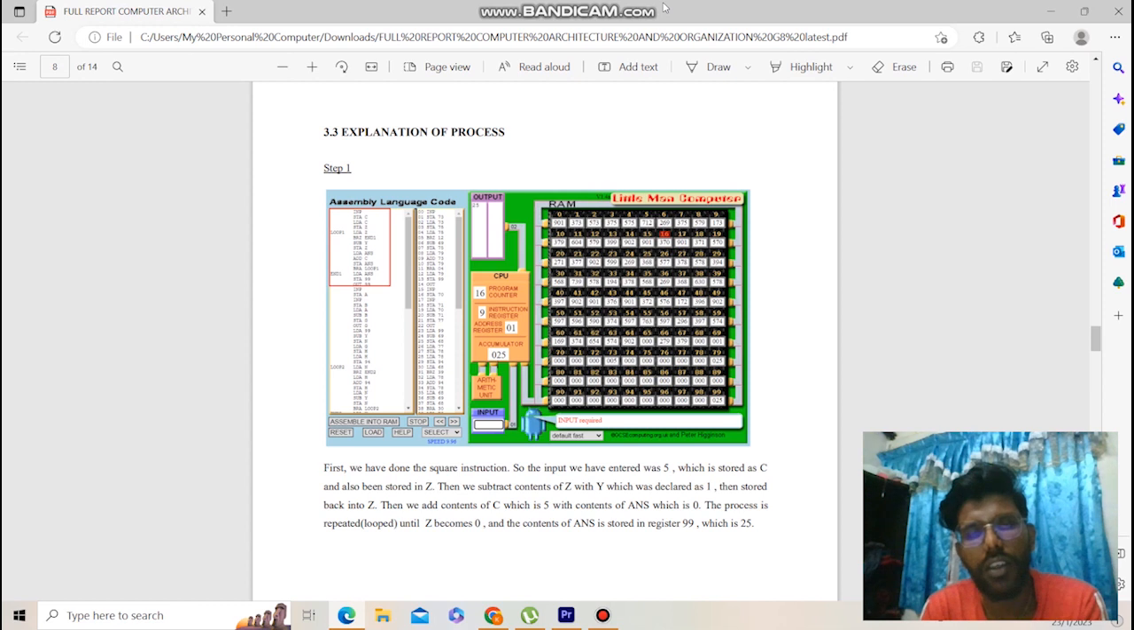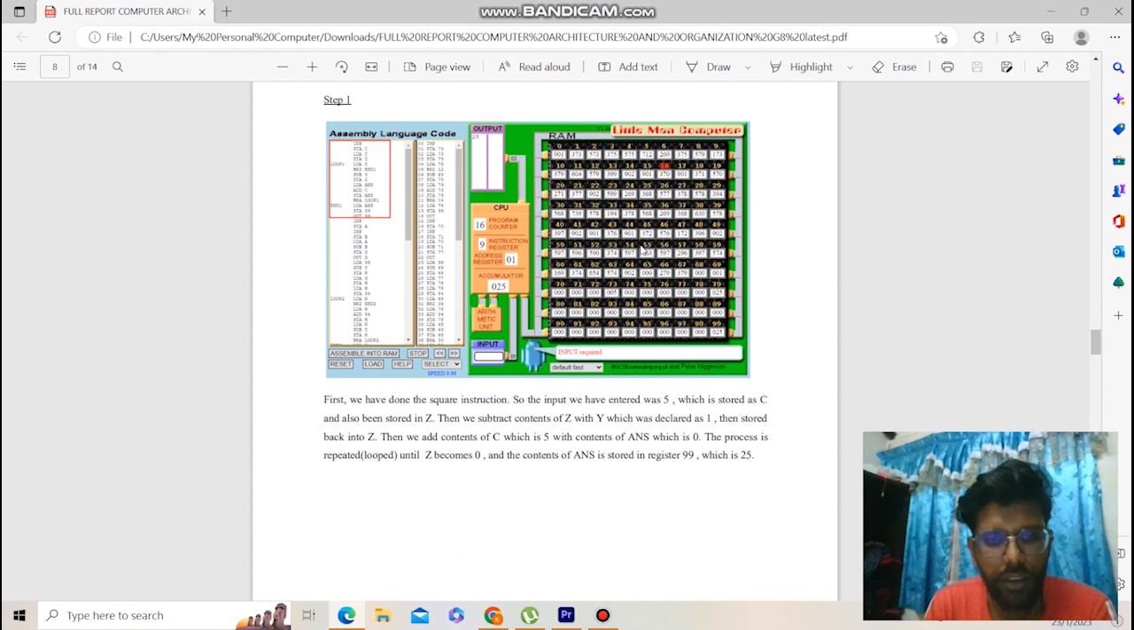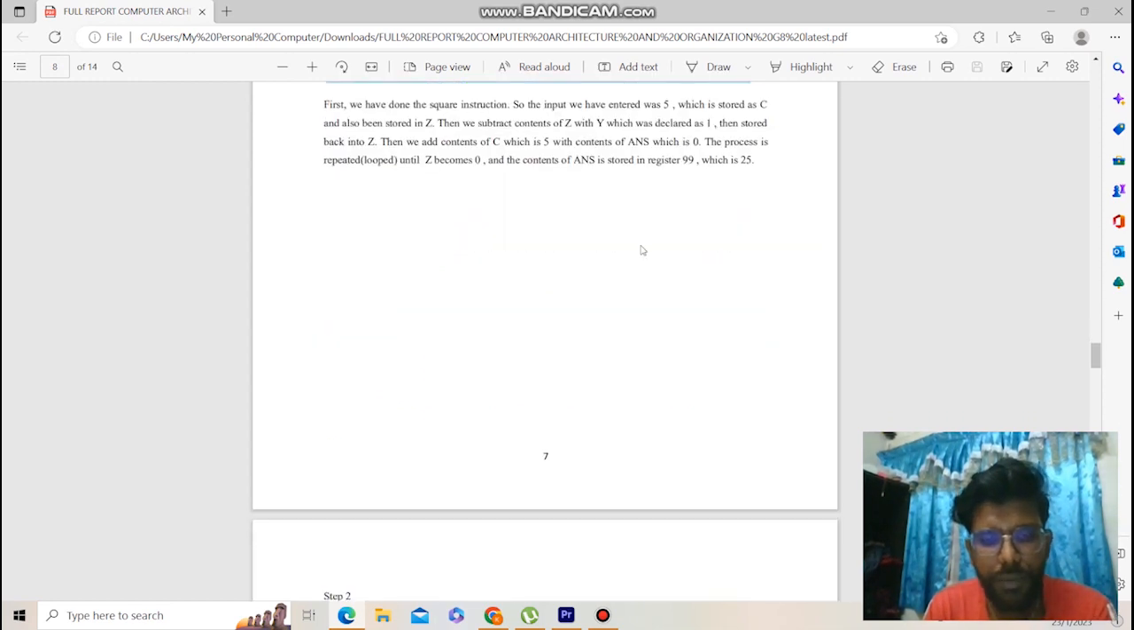My metric number is CE200227, and today I want to explain the process. In this project, our equation is A minus B multiplied with C squared, divided by E plus D. First of all, our first step is the square instruction. Our input of C is 5, so it's stored at C and also stored at Z.